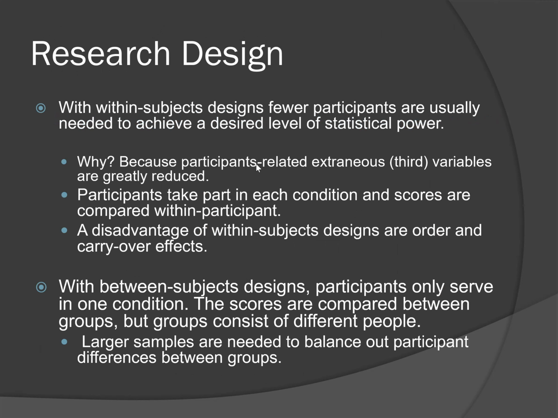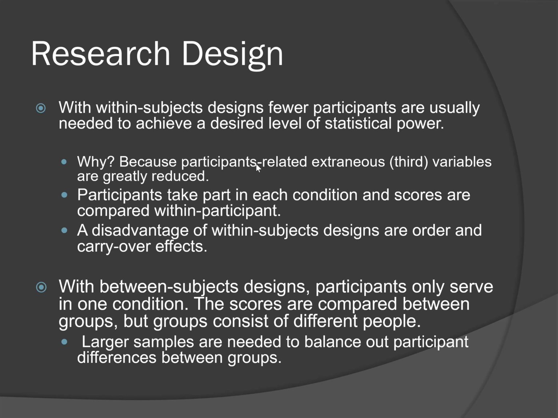So, as I've said, within subjects designs, fewer participants are usually needed to have the desired level of statistical power. Why is that? Well, it's because the participant-related extraneous variables, or things that participants bring into the study, how thirsty they are, how upset they are, whether or not they have a headache, any of the infinite number of things they bring into a study, are basically controlled for the most part, because participants are being compared with themselves. In other words, the scores are being compared within participant. And the disadvantages, I said, are order and carryover effects. So for the soda example, the soda that you taste first might influence how you experience the soda that you taste subsequently.